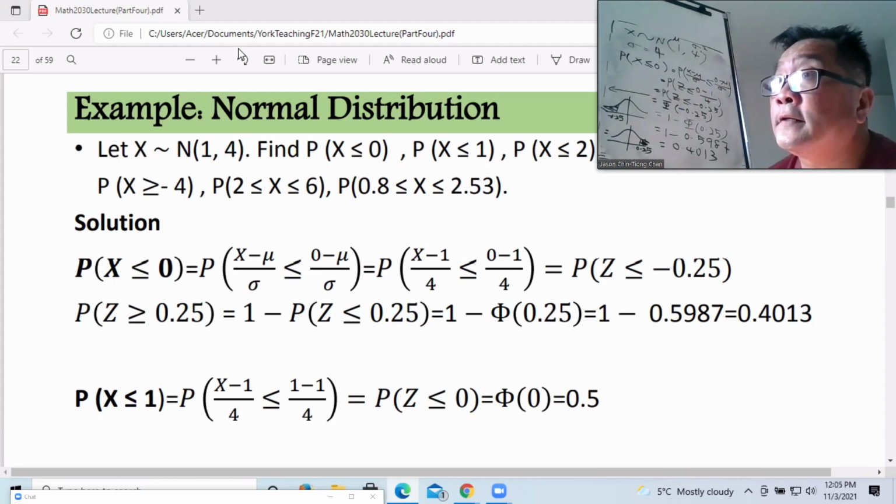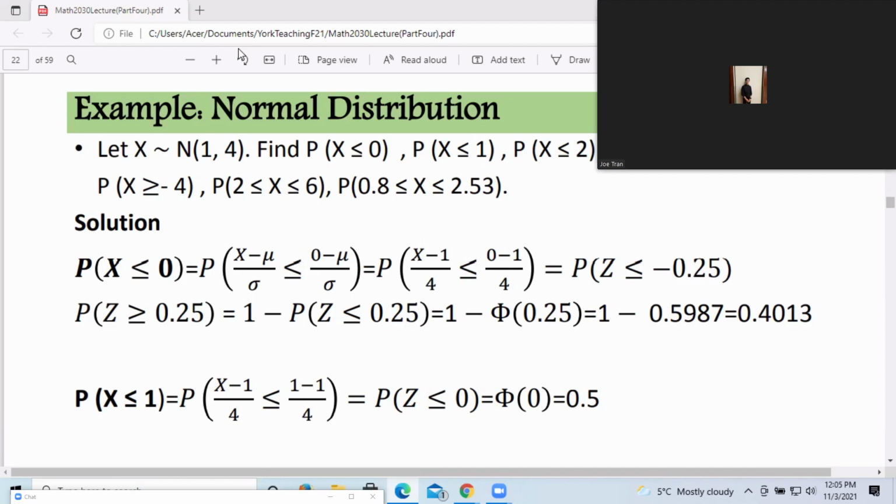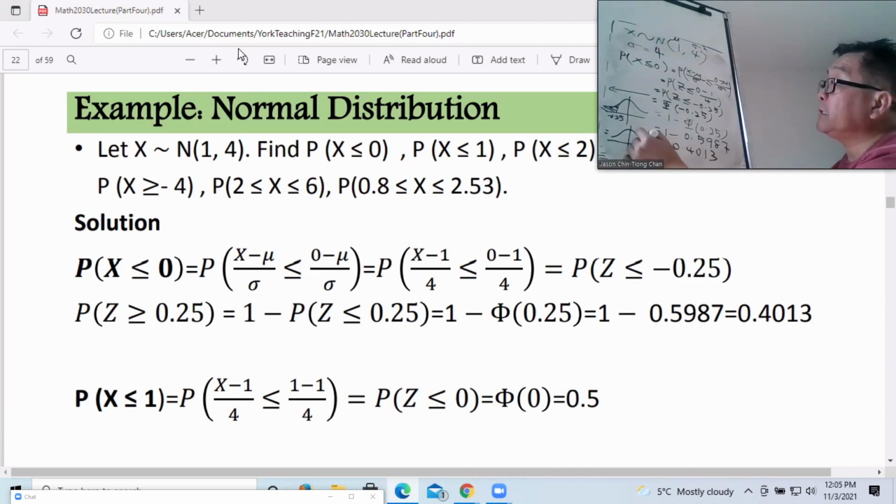Why do I take the complement? Because our table always goes to the left. So this is no good. This one goes to the right, and we cannot find the value. That's why 1 minus this part is equal to this one.